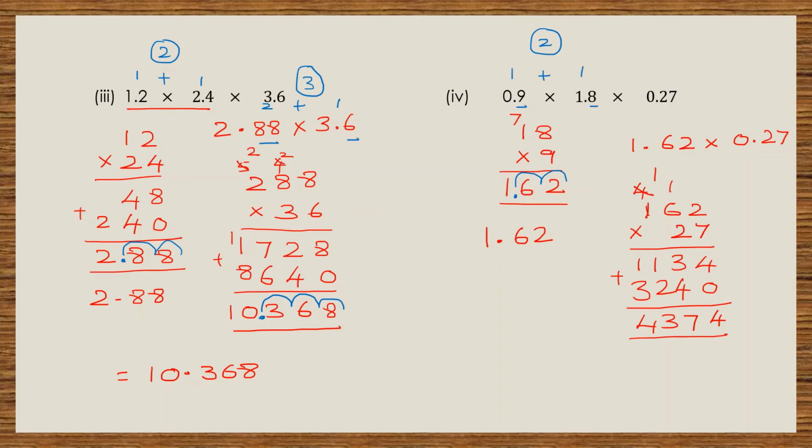Now go back to the question. 2 places here and 2 places here. So when you add it up, together you get 4 decimal places. So let's see in the answer. 1, 2, 3, 4. The point comes here. So what's the final answer to question 4? 0.4374. That's the final answer.